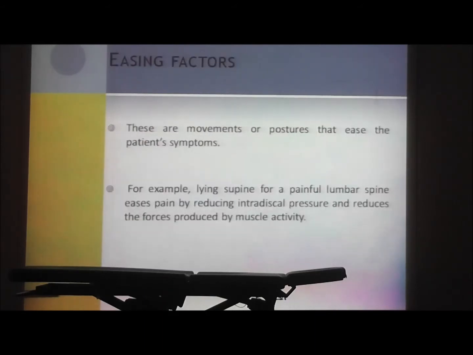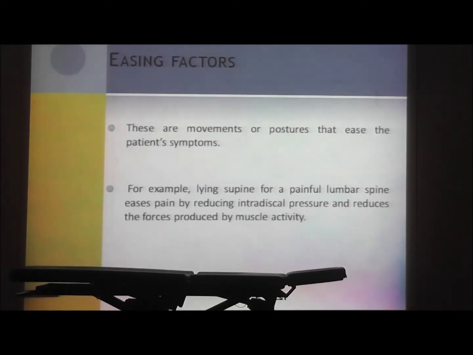Then we'll go for the easing factor, the same thing, but what are the things that can relieve the patient? The patient said, if I extend this way the pain will just subside. That means it could be a disc, because if he does extension it will push the disc inside. But if he says if I do this extension it causes me more pain, it could be stenosis, spondylosis, spondylolisthesis, or spondylitis.